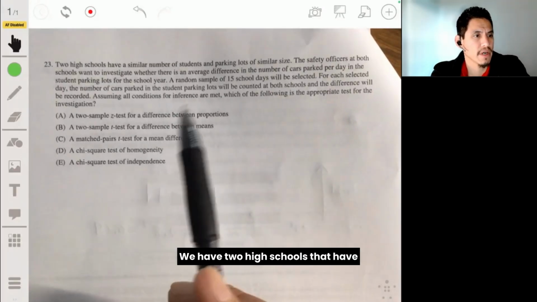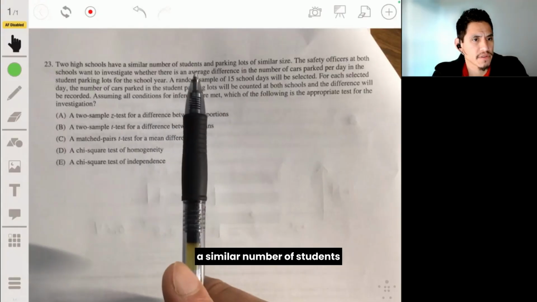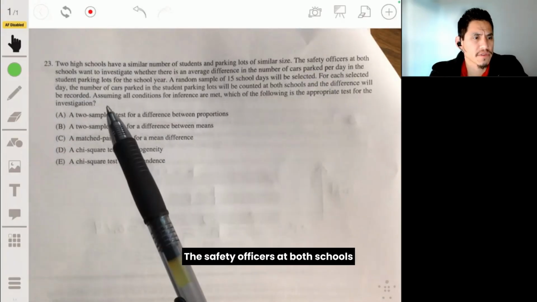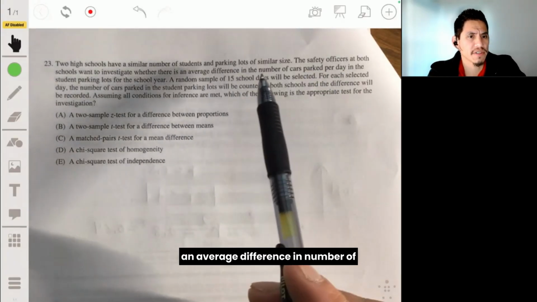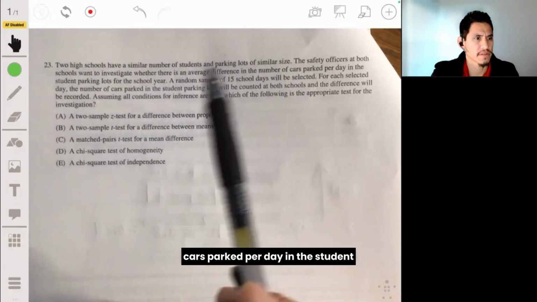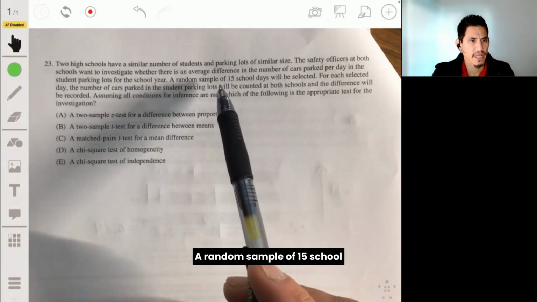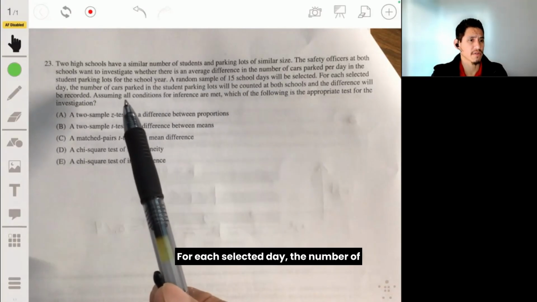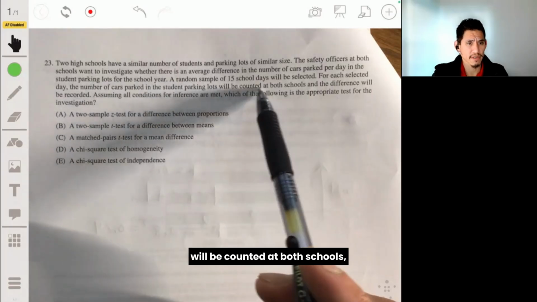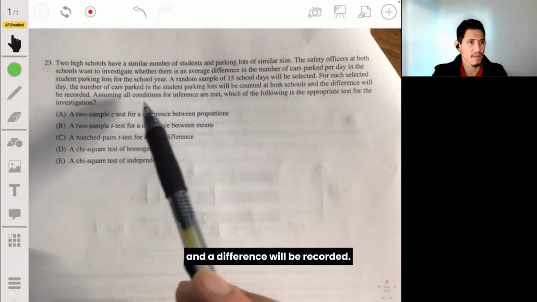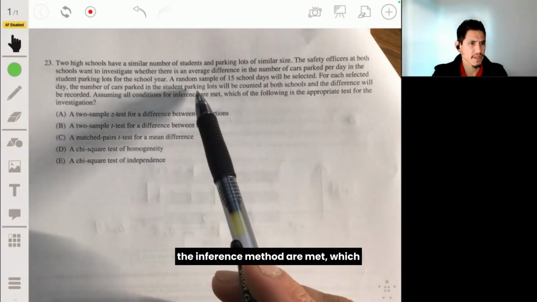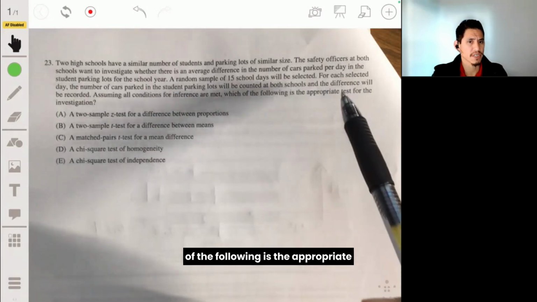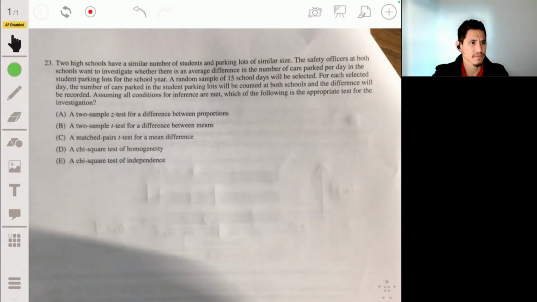All right, 23. We have 2 high schools that have a similar number of students and parking lots, a similar size. The safety officers at both schools want to investigate whether there's an average difference in number of cars parked per day in the student parking lots for the school year. A random sample of 15 school days will be selected. For each selected day, the number of cars parked in the student parking lots will be counted at both schools and a difference will be recorded. Assuming all conditions for the inference method are met, which of the following is the appropriate test for the investigation?